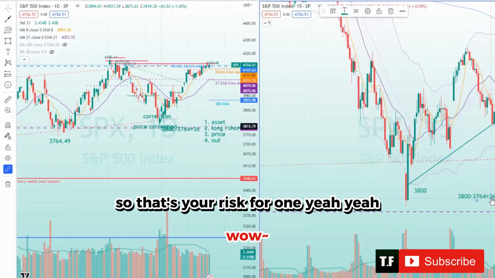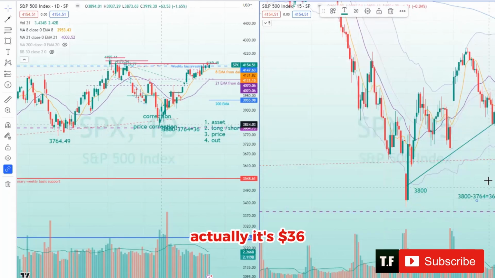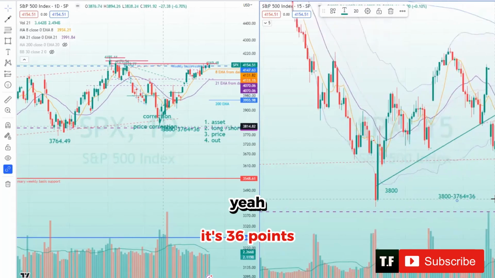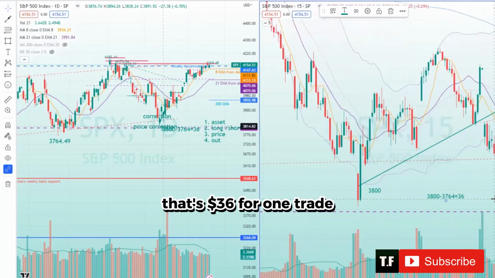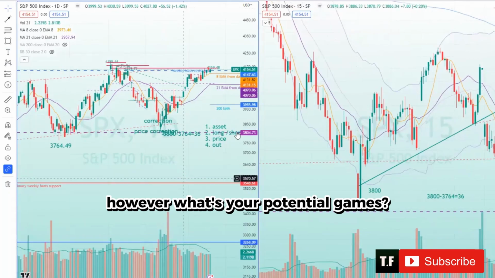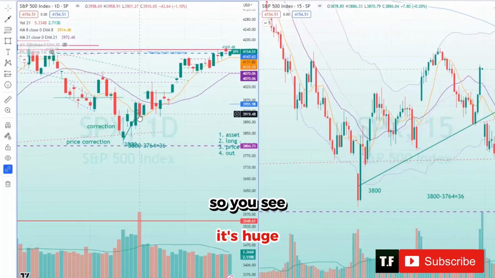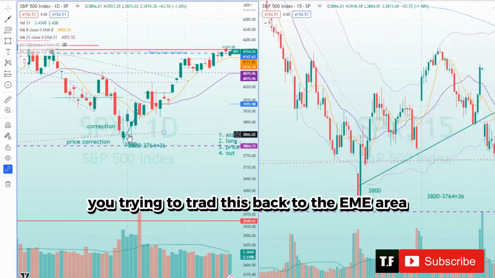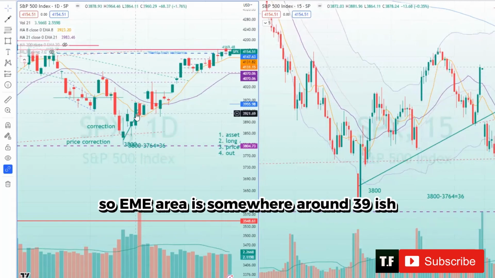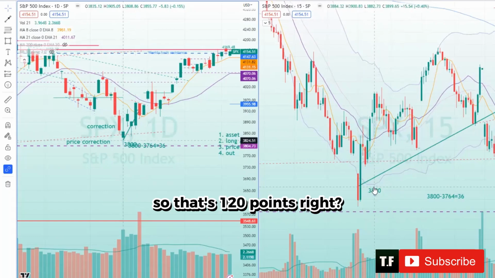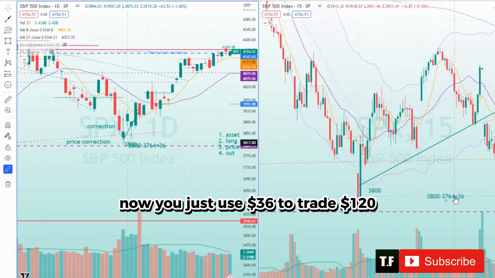Wow. So that's your risk for one. Actually it's $36, or 36 points in that range. $36 for one trade. However, what's your potential gain? You see that? It's huge. You're trying to trade this back to the EMA area. So the EMA area is somewhere around 3,920-ish. So if you get somewhere around here, that's 120 points, right? So you just use $36 to trade for $120.